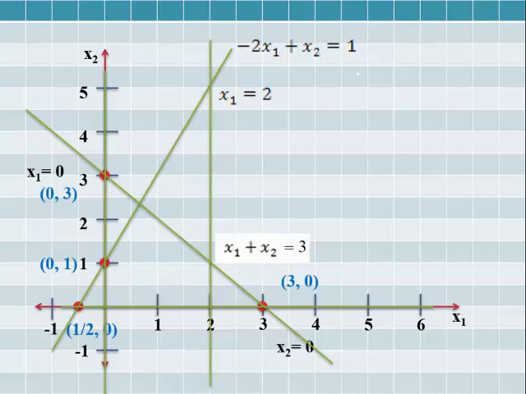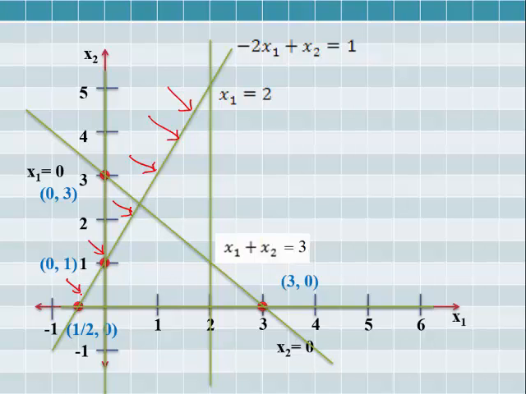The solution space is below that line because the given constraint is minus 2x1 plus x2 less than or equal to 1. So the portion below the minus 2x1 plus x2 is equal to 1 line should be considered for the problem. The portion below this line should be considered for getting the solution.